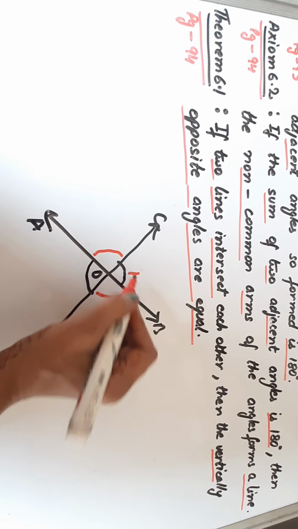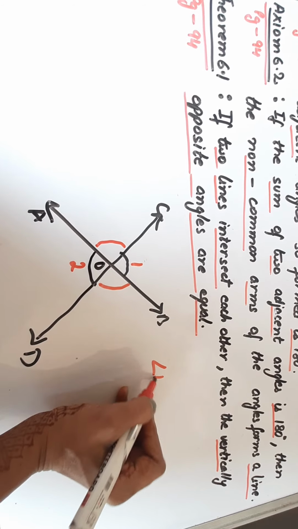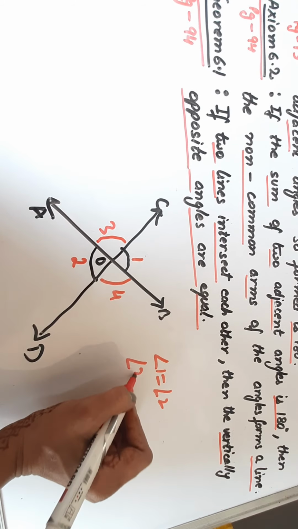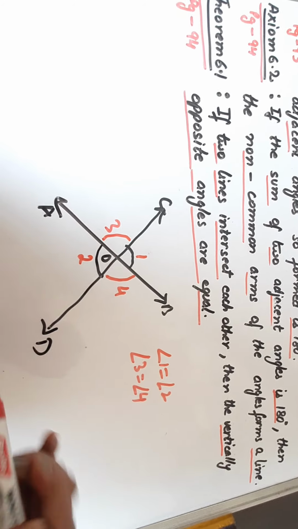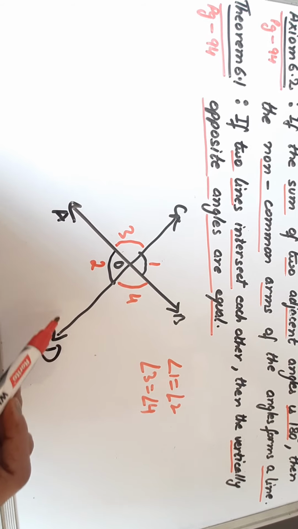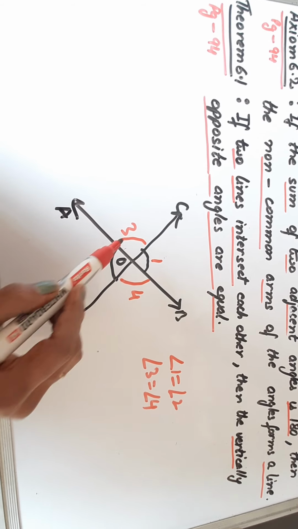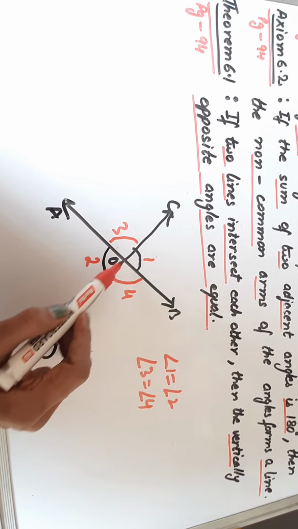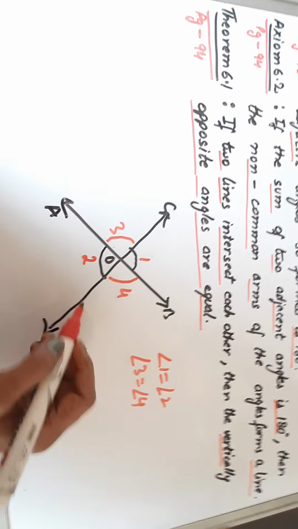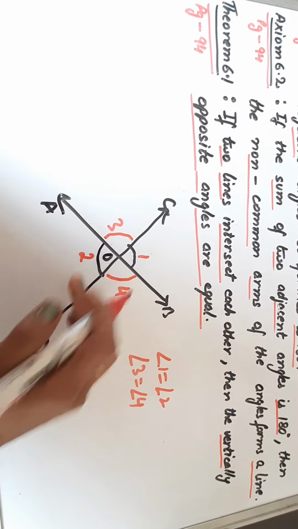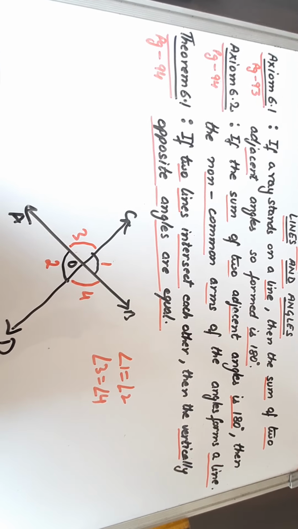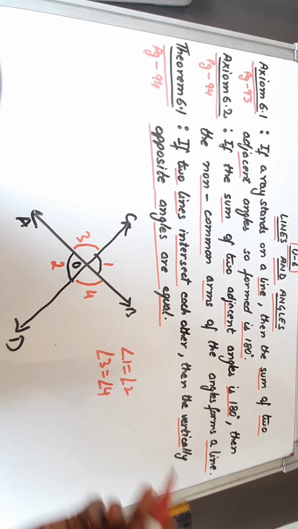So we can take angle 1 is equal to angle 2 and angle 3 is equal to angle 4. Or we can say angle BOC, means angle 1, is equal to angle AOD, and angle COA or AOC is equal to angle BOD. So means if two lines intersect, then the vertically opposite angles are equal. So note down all these things in your notebook before starting the 6.1 exercise.